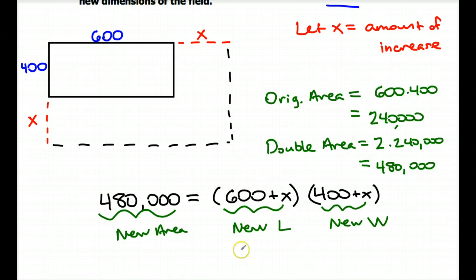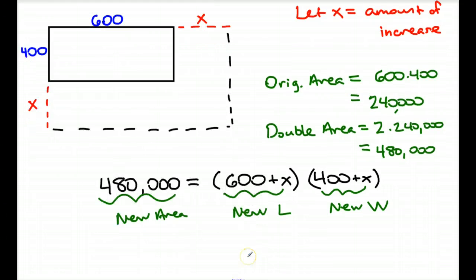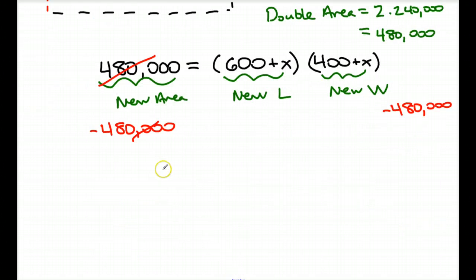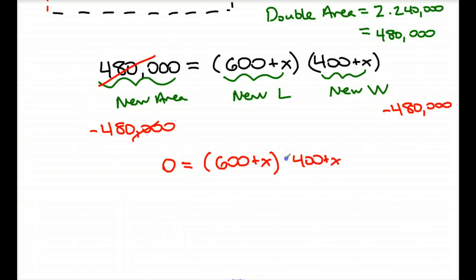Okay, so we're going to let our graphing calculator do this, but before I do that, I need to make sure that this is set equal to 0. That's how I graph things on my calculator, I need to make sure they're set equal to 0. So all I'm going to do here is subtract 480,000 to the other side of my equation. You remember this a little bit from last year. This will be coming back a lot in our next unit, setting equations equal to 0. And so you get 0 equals 600 plus x times the quantity 400 plus x minus 480,000.